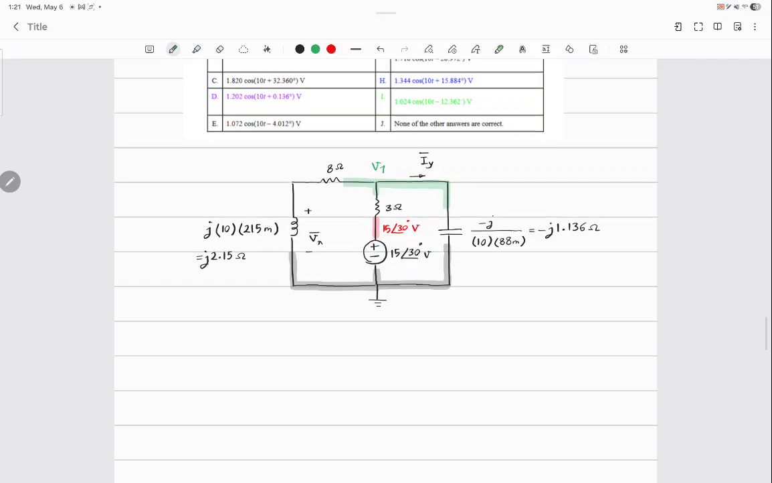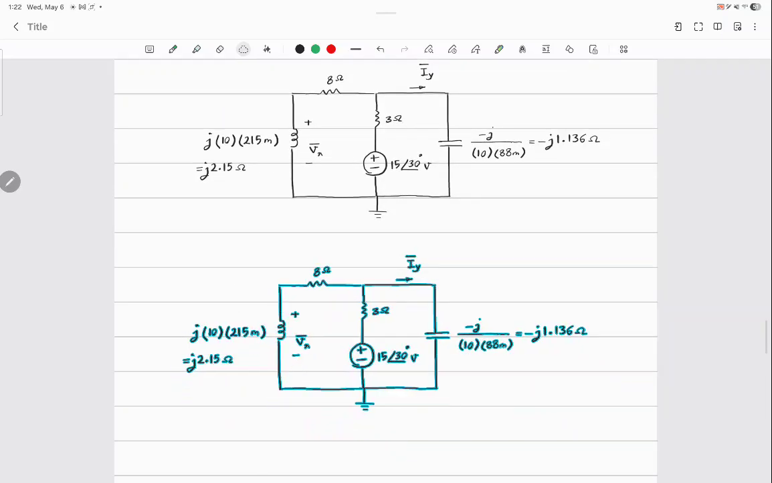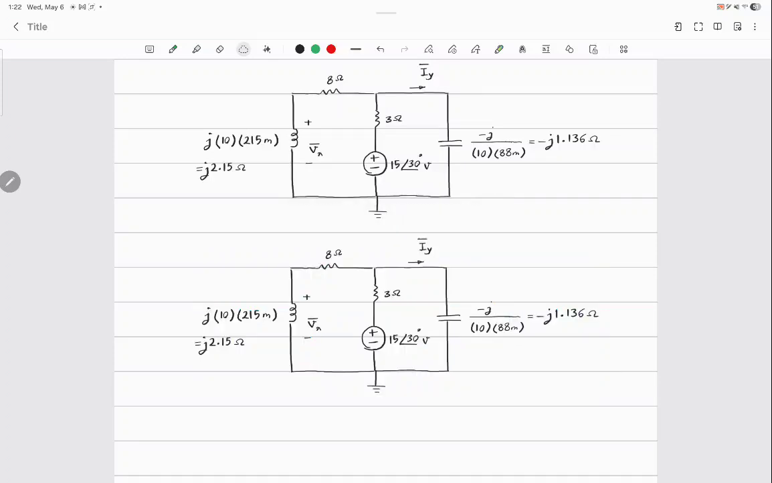So let me see if there's any other way of doing it. I think what Red was suggesting, source transformation, that could actually be a good idea. Let's do that one instead of nodal. Let's do source transformation and see where I land. I believe that was actually a very smart way of doing it.